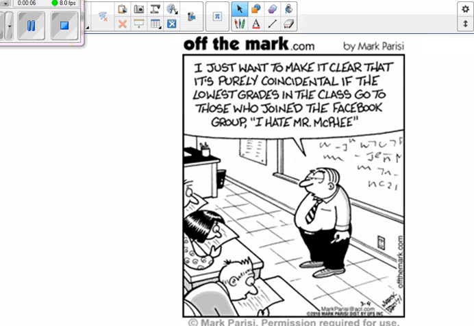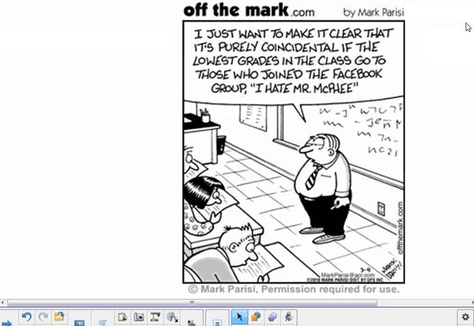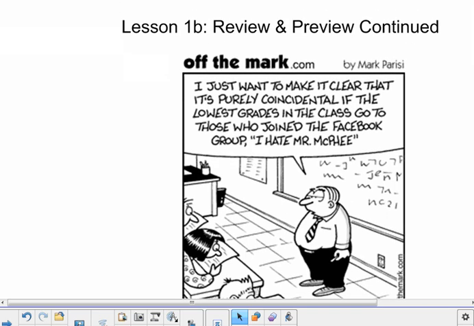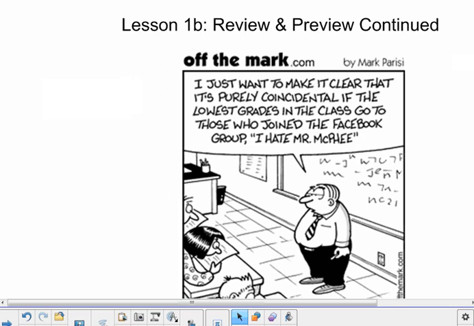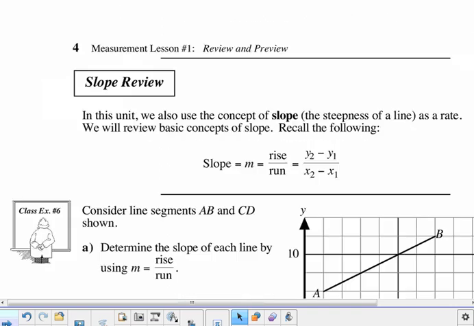Okay, today's lesson is fairly short. It's a continuation of yesterday's stuff, and we're going to continue our review, and we're going to look at slope today. So today's lesson is the review and preview continued, lesson 1B. And so here we are, we're going to pick up slope. And slope we looked at in Math 10C.